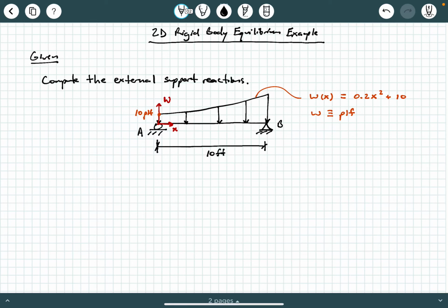Hey everybody, Dr. A here, and in this video we're going to be exploring another example of 2D rigid body equilibrium. So let's go ahead and get started. In the given information, we're being asked to compute the external support reactions.